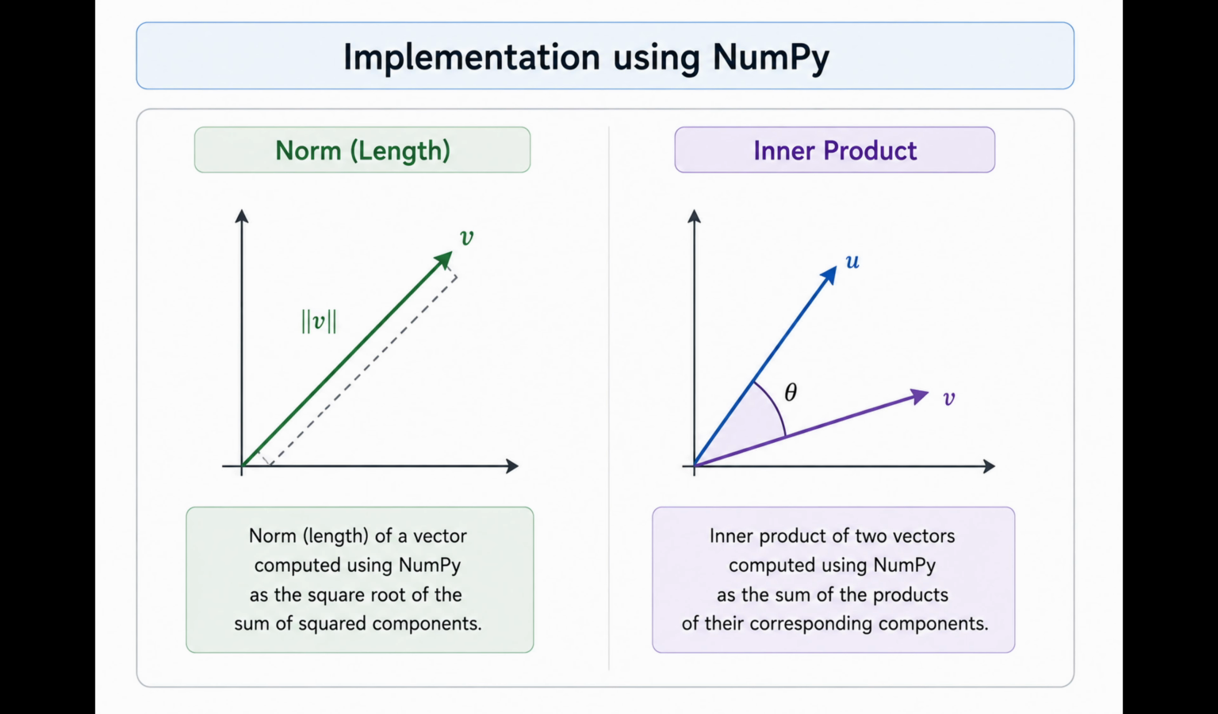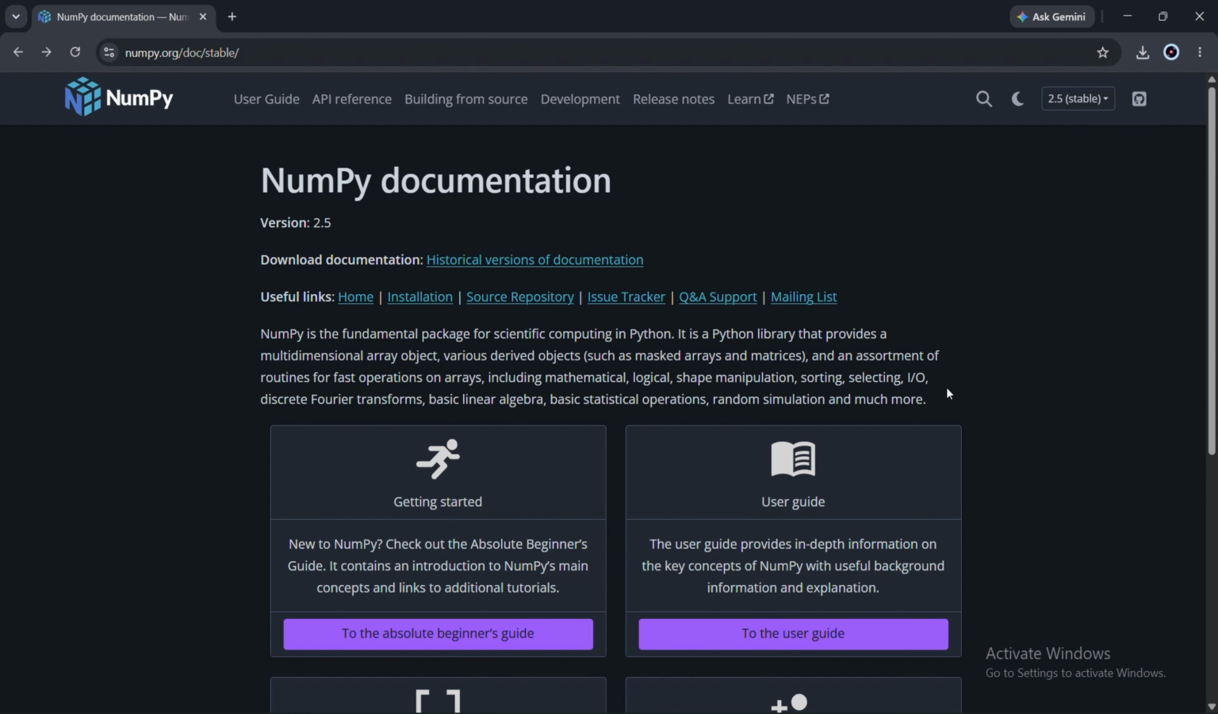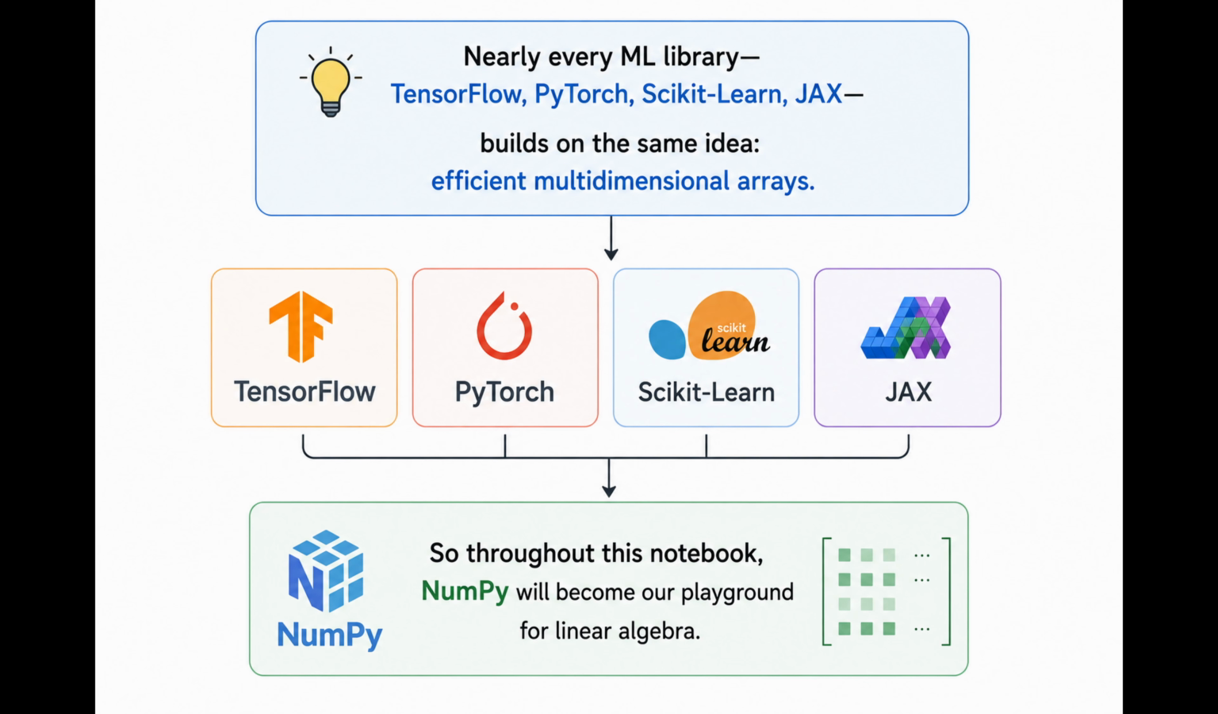Today we are going to implement every one of those concepts using NumPy. By the end of this notebook, you'll understand not only what these mathematical ideas mean, but exactly how machine learning libraries compute them. We only need one library, NumPy. NumPy is the foundation of scientific computing in Python. Nearly every ML library like TensorFlow, PyTorch, Scikit-learn and JAX builds on the same idea: efficient multidimensional arrays. Throughout this notebook, NumPy will become our playground for linear algebra.